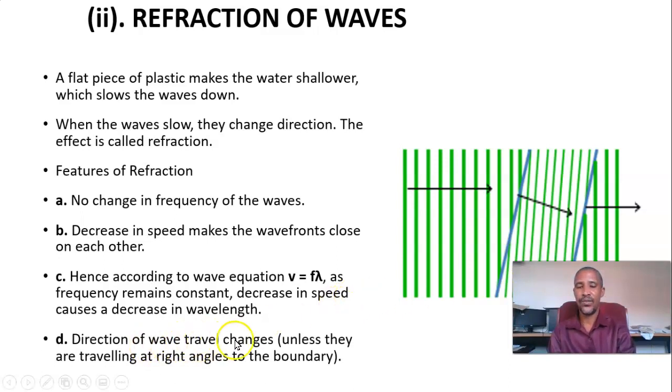D, direction of wave travel changes unless they are traveling at right angles to the boundary. Because these are moving at an angle to the boundary, that's when refraction would occur. But if the boundary was straight in line with the wave, the wave would hit the barrier at 90 degrees, and the refracted wave will also be at 90 degrees from the barrier. And that is what we said in the beginning, that the angle of incidence should always be equal to the angle of refraction.